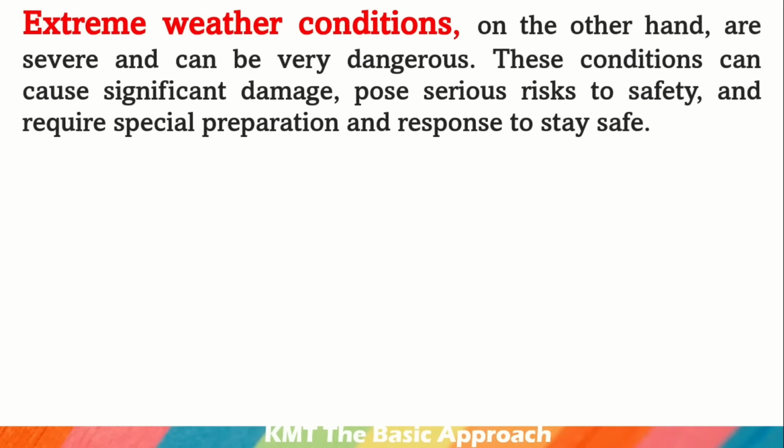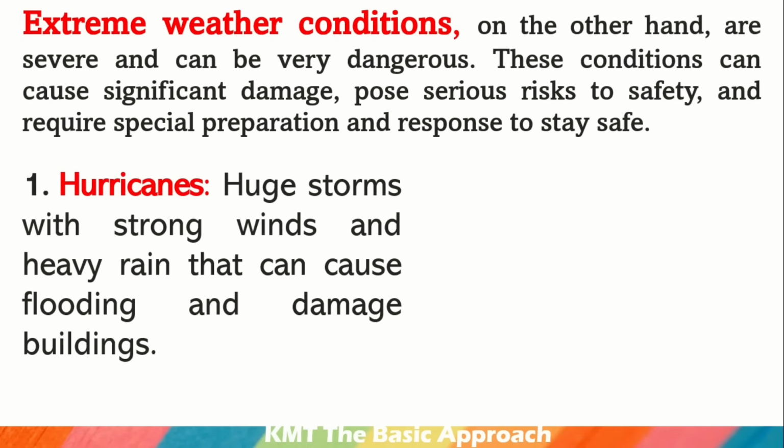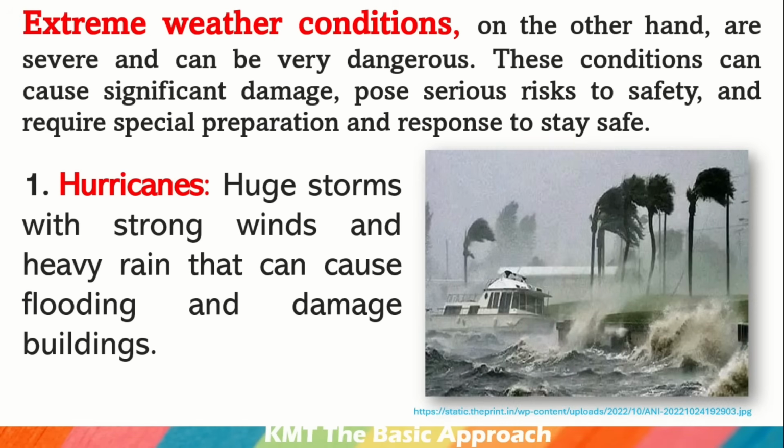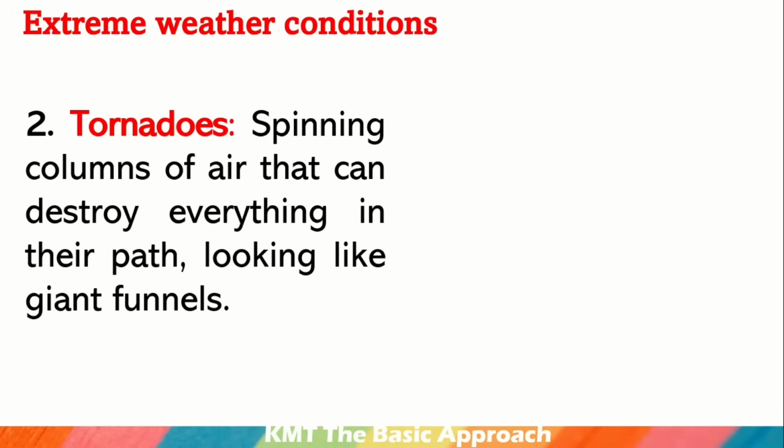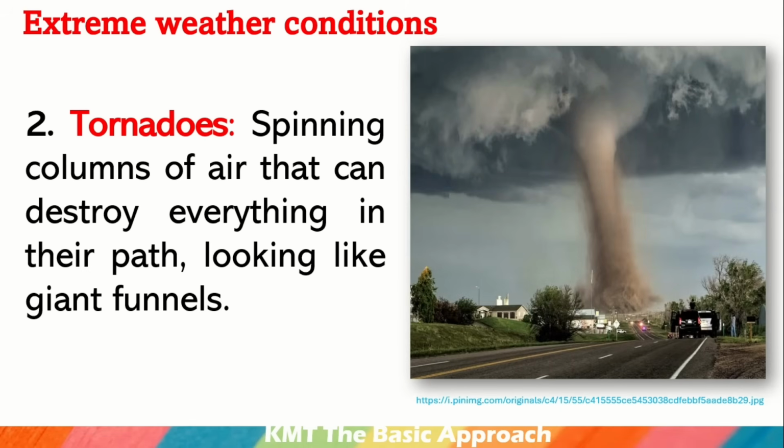Some examples of extreme weather conditions are: Number 1. Hurricane. Huge storms with strong winds and heavy rain that can cause flooding and damage buildings. Number 2. Tornadoes. Spinning columns of air that can destroy everything in their path, looking like giant funnels.